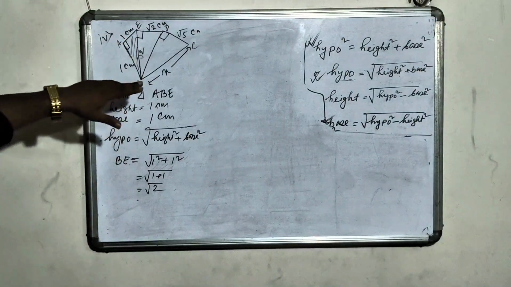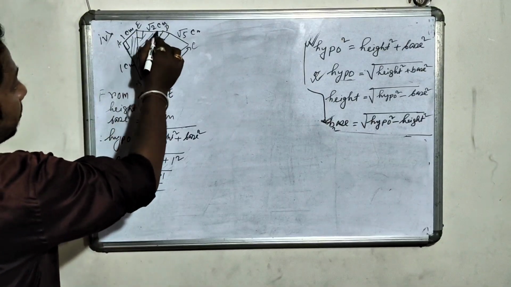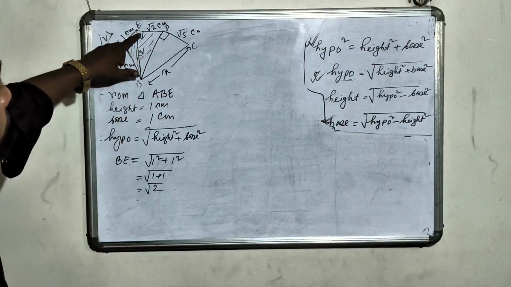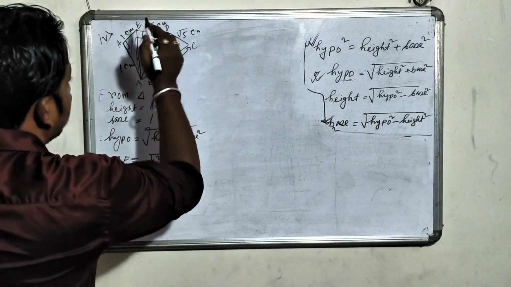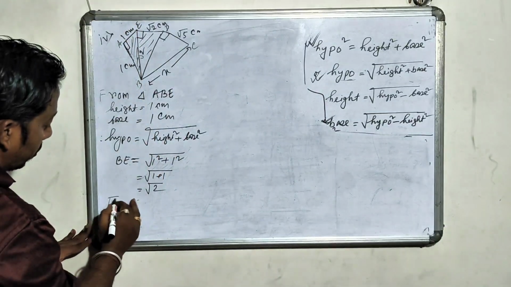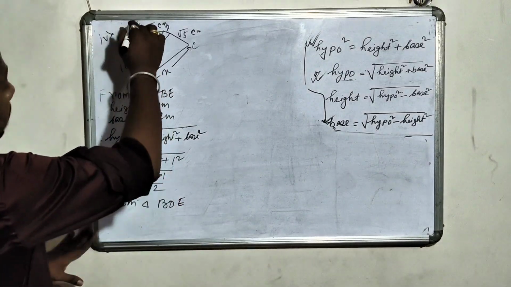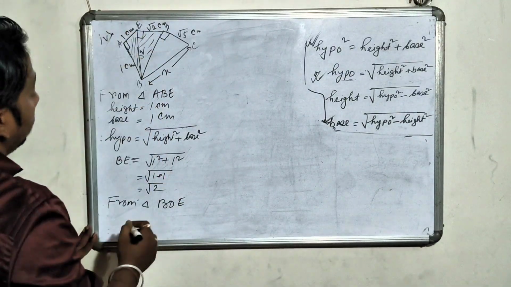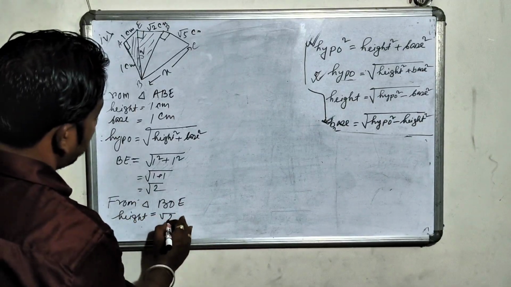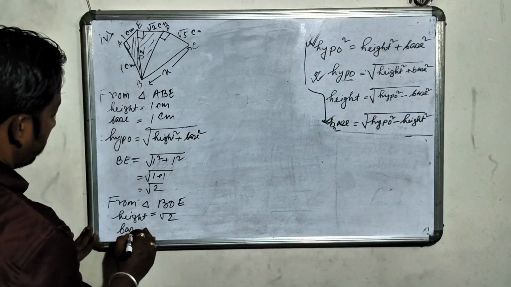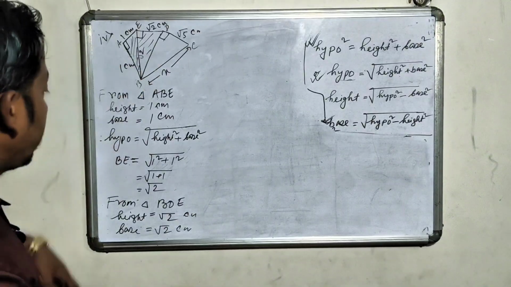Sorry, here it is hypotenuse, but in case of that angle, this is treated as height, and that is the base, and that part is hypotenuse. Why? Because opposite of 90° is the hypotenuse. So from triangle BDE, now it is a height equals to √2, base equals to √2 centimeter, and we have to find out the hypotenuse.